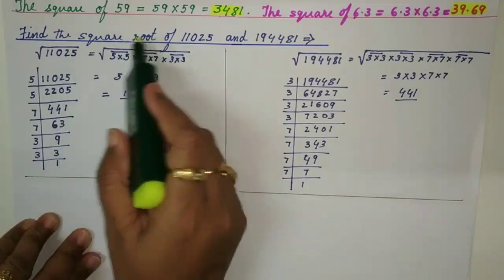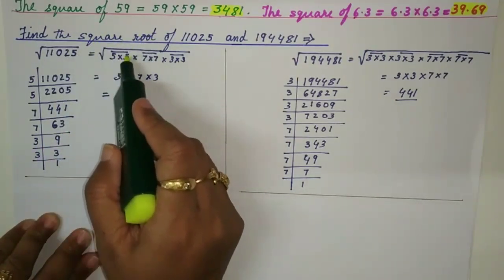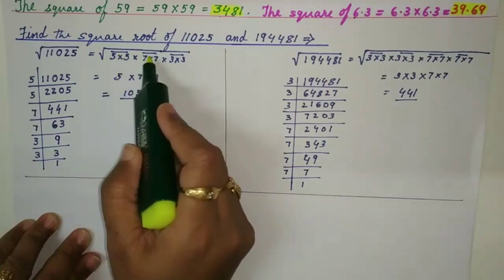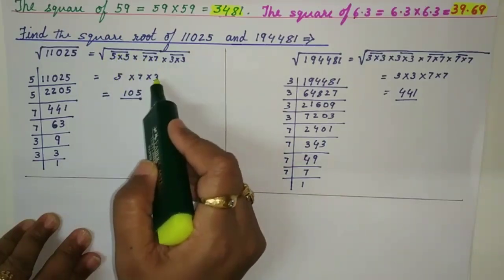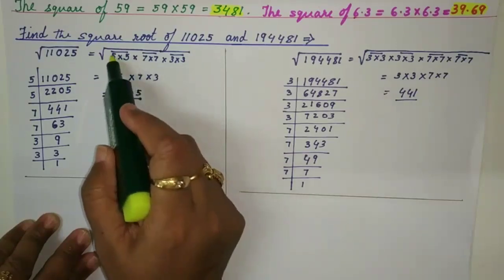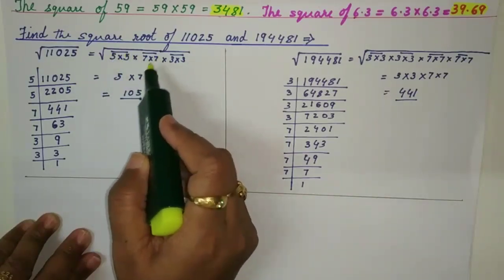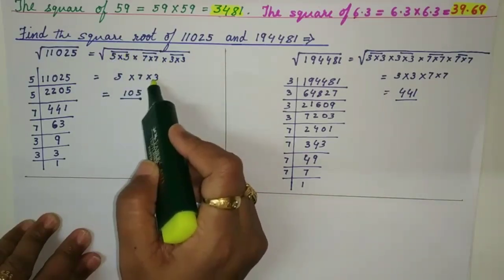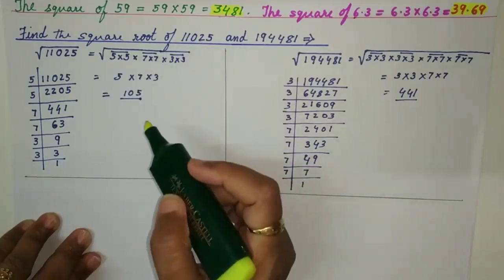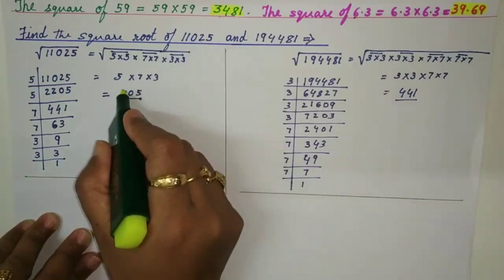Whenever it's a square root, for a pair of a number we take 1, for a pair of a number we take 1, for a pair of a number we take 1. Here 5 into 5, so 5, 7 into 7, so 7, 3 into 3, so 3, and the square root sign is off now. And the product is this.